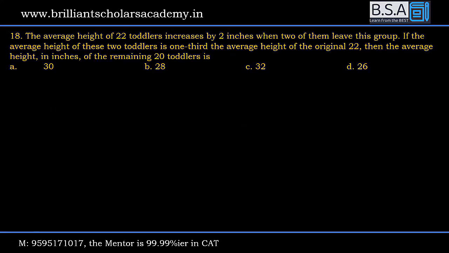Average height of 22 toddlers. The average height of 22 toddlers increases by 2 inches when 2 of them leave this group. If the height of these 2 toddlers is 1/3 of the average height of the original 22, then the average height in inches of the remaining 20 toddlers is.